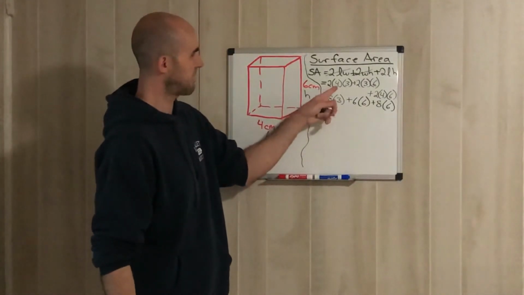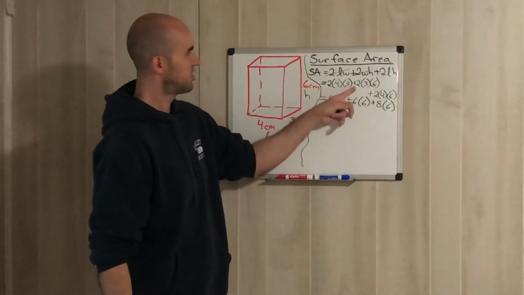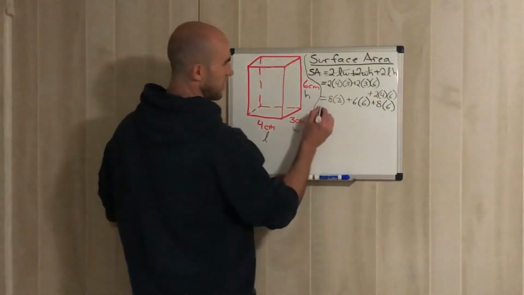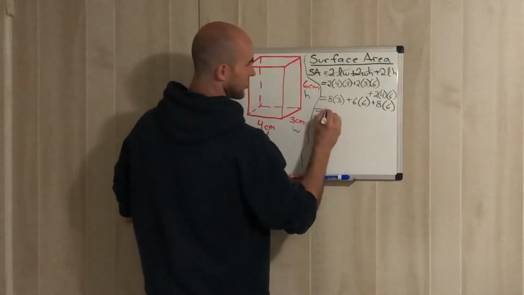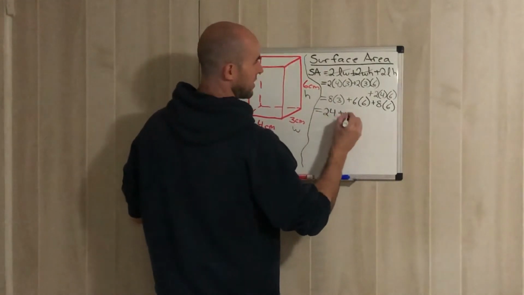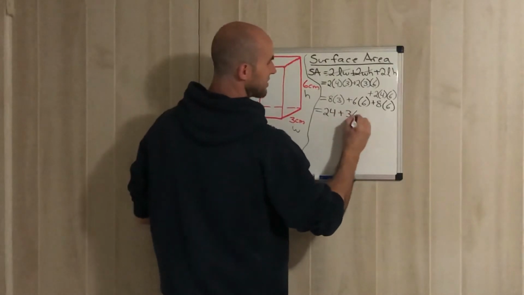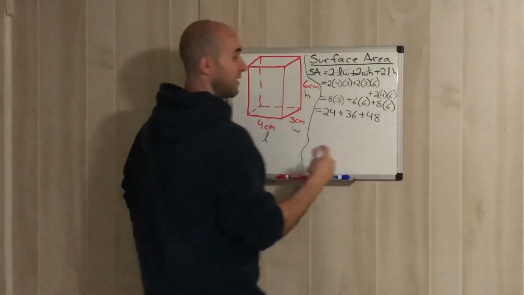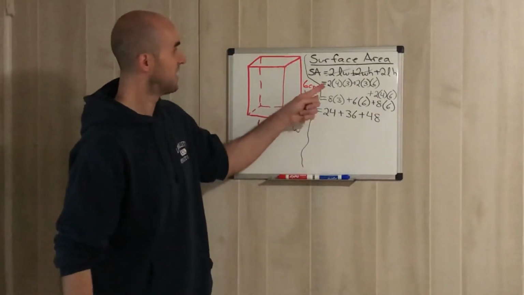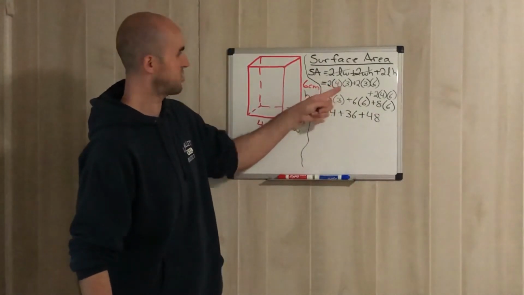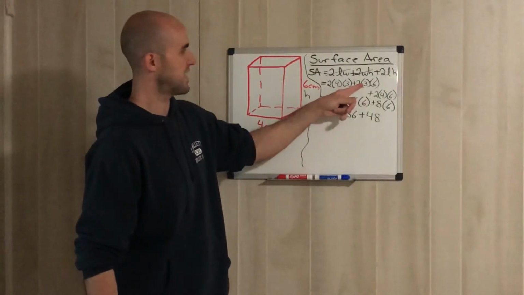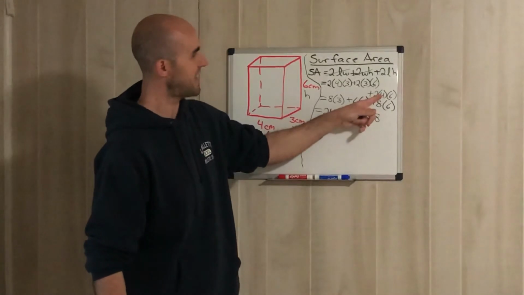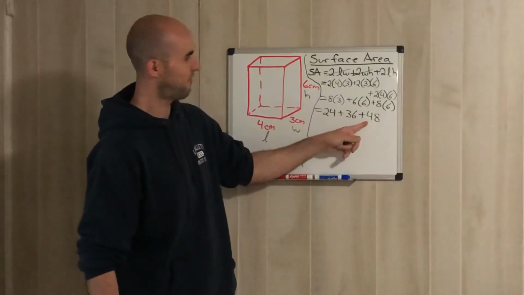2 times 4 gave us 8, 2 times 3 gave us 6, 2 times 4 gave us 8, and now we do 8 times 3 is 24, 6 times 6 is 36, and we know that 8 times 6 is 48. And if you wanted to, you could have done this from the beginning, because 2 times 4 was 8, 8 times 3 is 24, 2 times 3 is 6, 6 times 6 is 36, 2 times 4 is 8, 8 times 6 is 48.